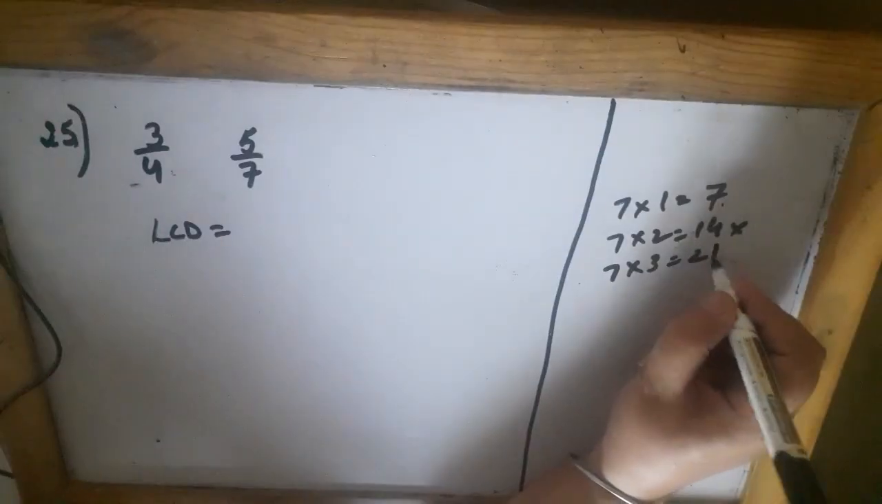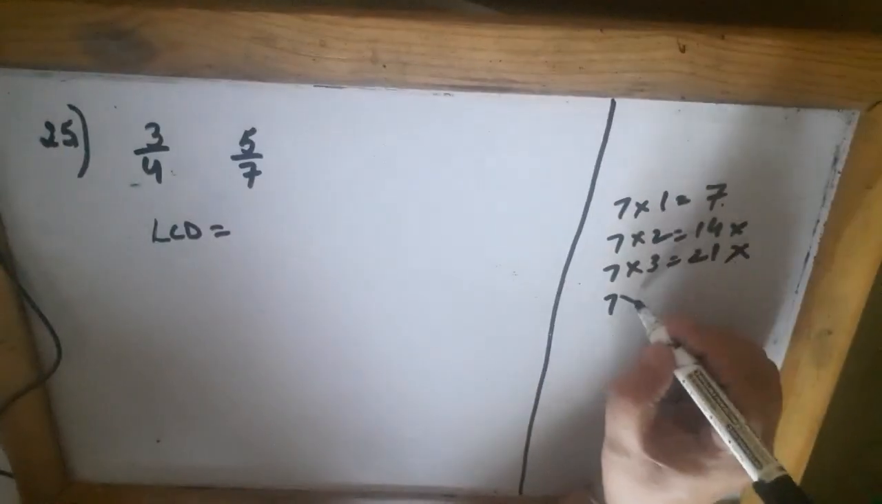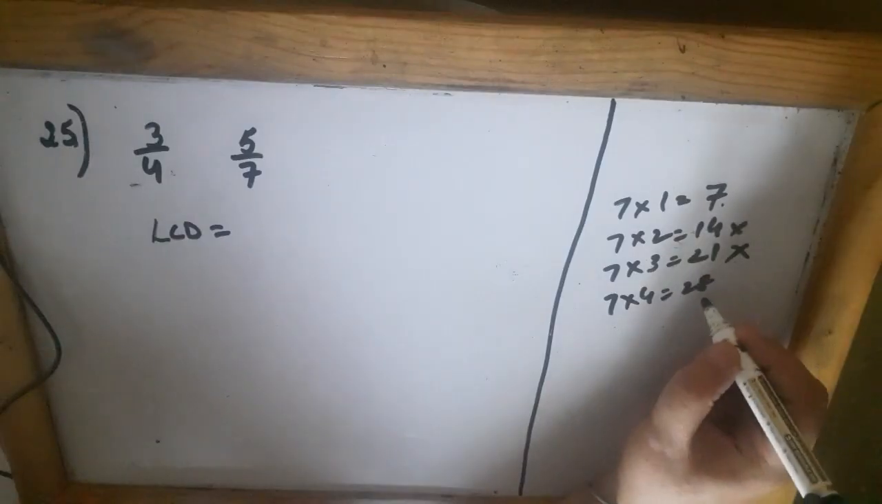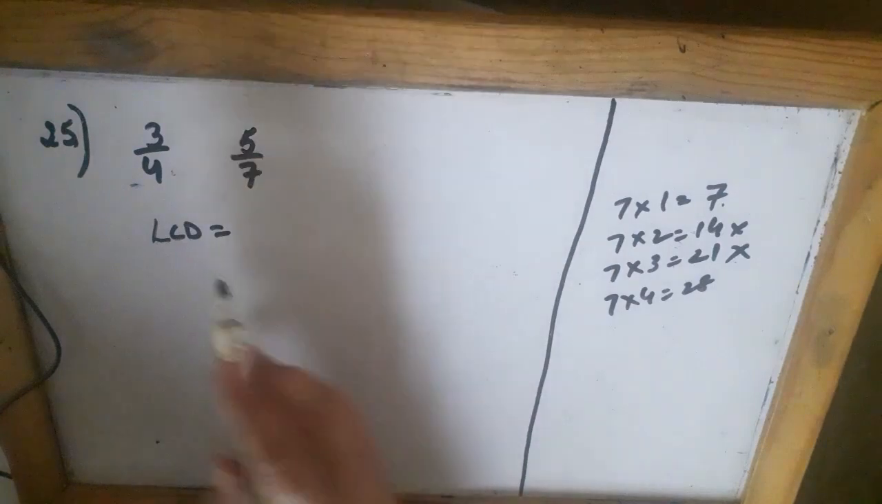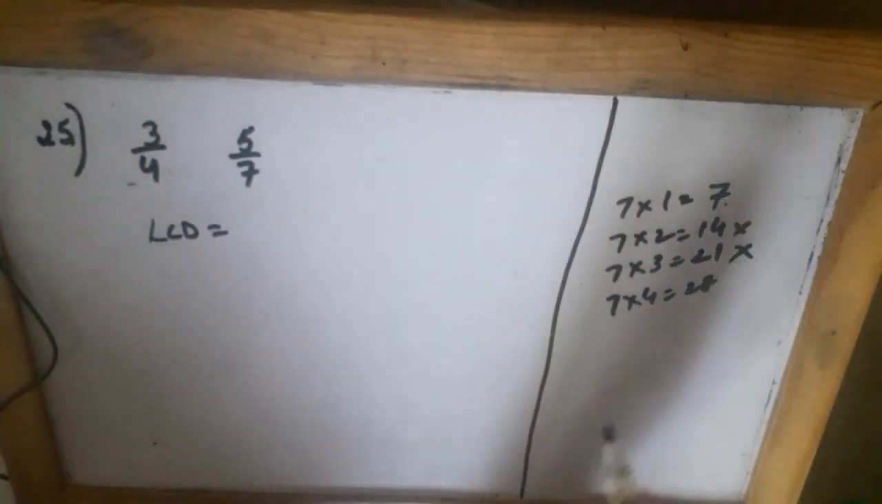7 3s are 21. Is this 21 a multiple of 4 also? No. So this 21 cannot be my least common denominator. Now 7 4s are 28. Is this 28 a multiple of 4 also? Yes. 7 4s are 28 and 4 7s are 28.